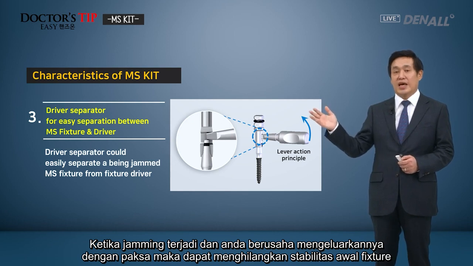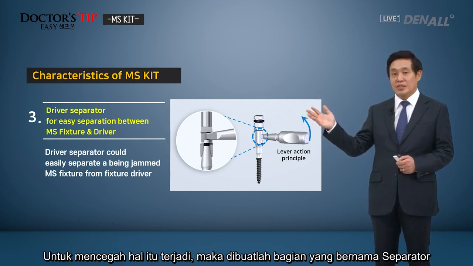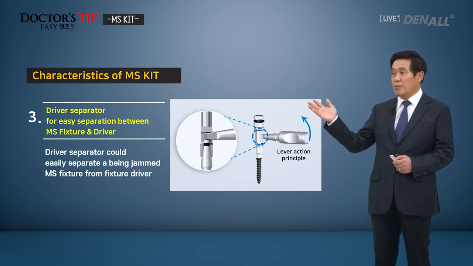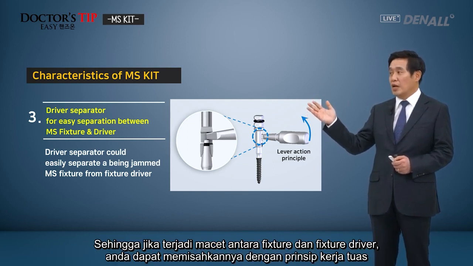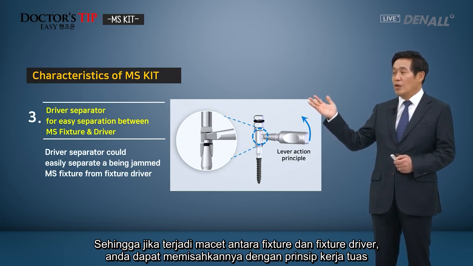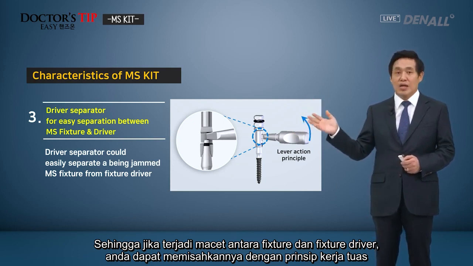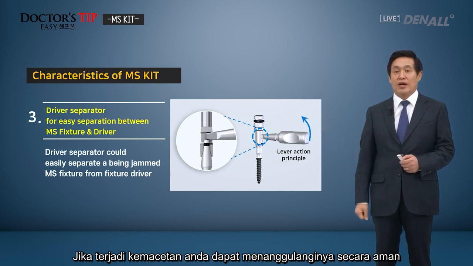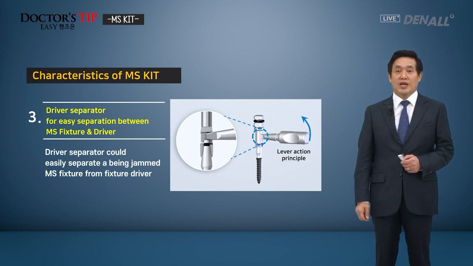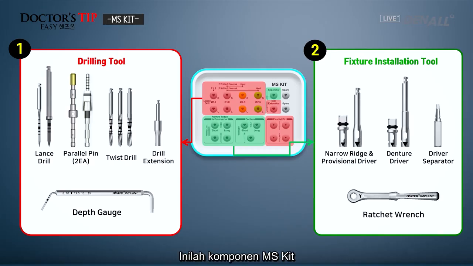its initial stability. And to prevent that from happening, we created an appliance called a separator, so that if you have a jam between fixture and fixture driver, then with the lever action principle, you can easily separate the two. So it's a special tool for that purpose. So just in case you have jamming, you can still use this safely.